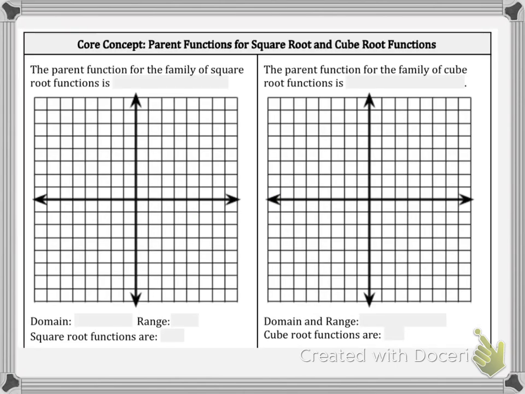So the parent function for the family of square root functions is f of x equals square root of x. And so this graph, if we plug in a 0, it would be at 0. If we plug in 1, square root of 1 is 1. And then another perfect square would be 4. If we plugged in 4, we would get 2. So this is the general graph for a square root function. The domain is x is greater than or equal to 0, and the range is y is greater than or equal to 0. Square root functions, we'll just say they have even indexes.